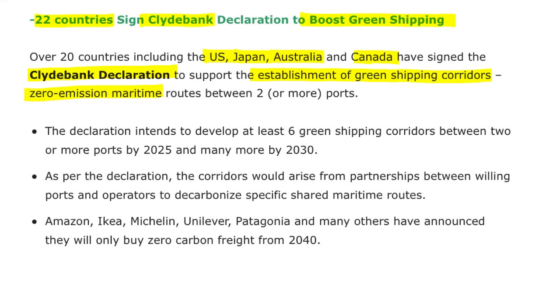The declaration intends to develop at least 6 green shipping corridors between 2 or more ports by 2025 and more by 2030. As per the declaration, the corridors would arise from the partnership between willing ports and operators to decarbonize basic shared maritime routes.